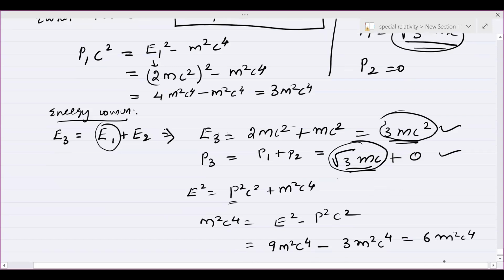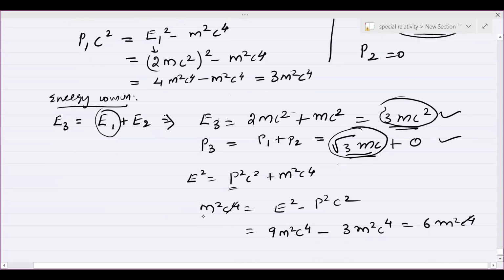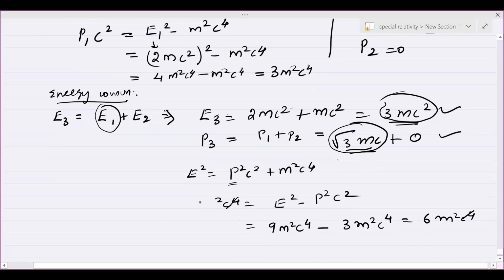In other words, you can cancel the c raised to 4 on both sides. I should have written a capital M here to distinguish it from the other thing. This is the small m. So you see that M is equal to square root of 6 multiplied by the initial mass, right? This is the simple answer to the question. It may look a bit difficult when you see the question, but once you write down the energy and momentum conservation and find out what we can find, the answer is quite easy. It's equal to square root of 6 m. Is this clear?